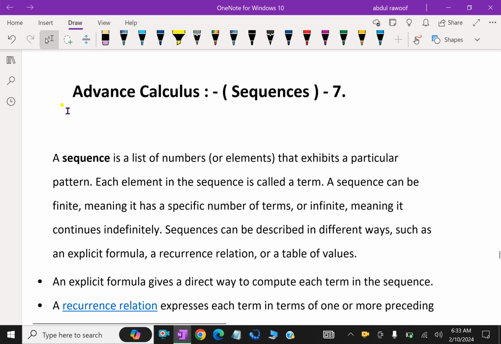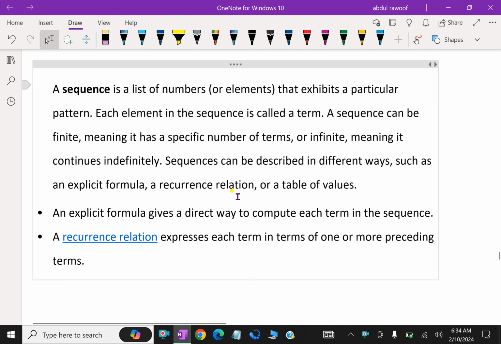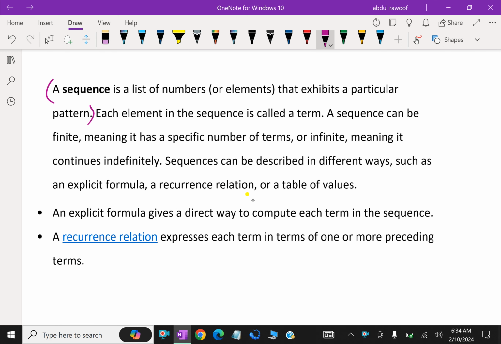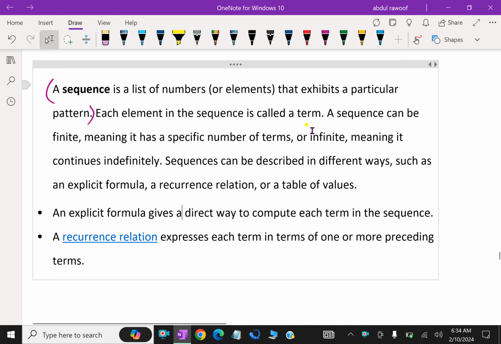Welcome to aminacademy.com. In advanced calculus, let us discuss sequences. A sequence is a list of numbers or elements that exhibits a particular pattern. Each element in the sequence is called a term.